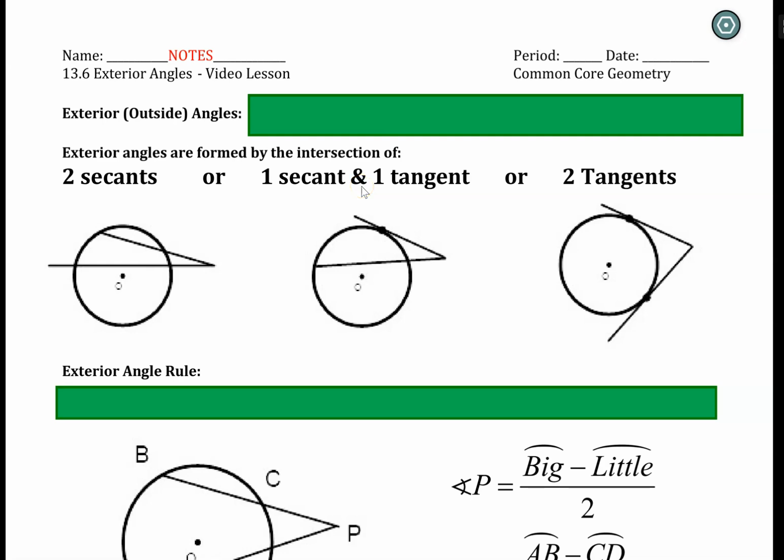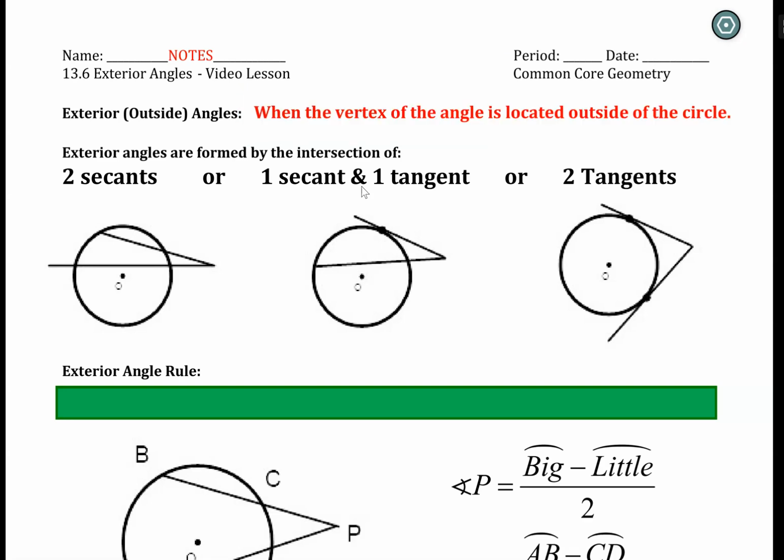Video lesson 13.6. This is the exterior angle video. So first off, let's again define what an exterior angle is with respect to the circle. In this case, that's when the vertex of the angle is located outside of the circle. So again, you're going to have line segments that are coming together outside.